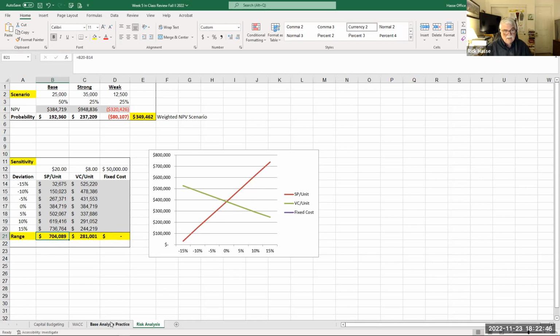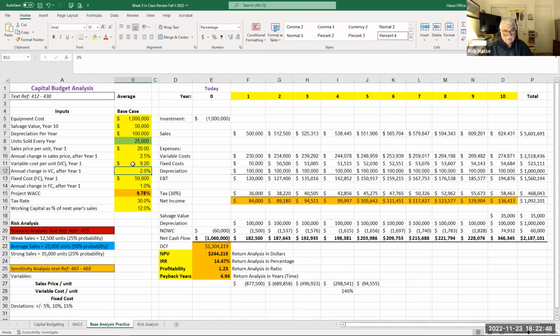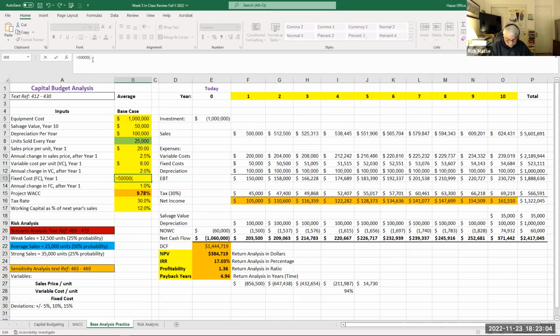Again, let's go back and make variable cost back to where it was before at $8. And now we're back at our base case. And now let's change fixed cost, $50,000. So $50,000 times 0.85, which is a 15% reduction in our fixed costs.